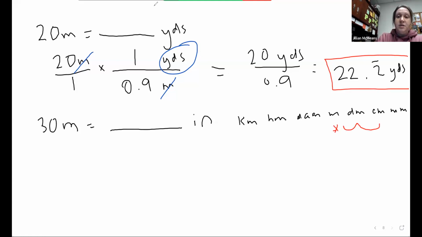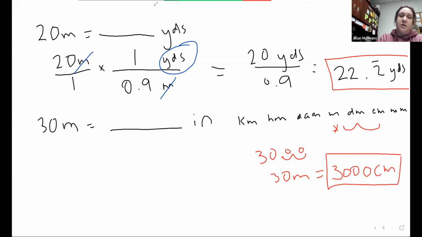Okay, so what we need to do is take the 30 and move the decimal to the right twice. So I'm going to move it 1, 2. So we have that 30 meters is really equal to 3,000 centimeters. And this is what we're going to work with now.